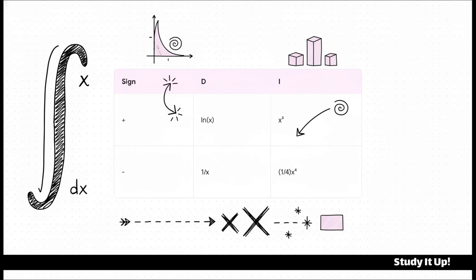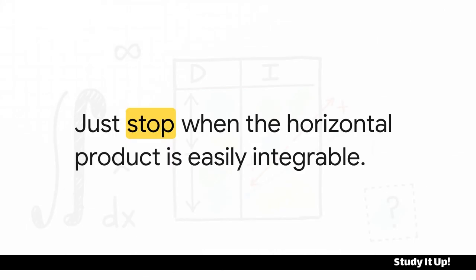The terms shrink. This is the concept of horizontal viability. As soon as you notice that your horizontal product becomes a simple, basic integral, you just stop. You simply sum the diagonal products as usual to start your answer, and then you directly integrate that final, simplified horizontal slice, applying its alternating sign, of course, to complete the problem.